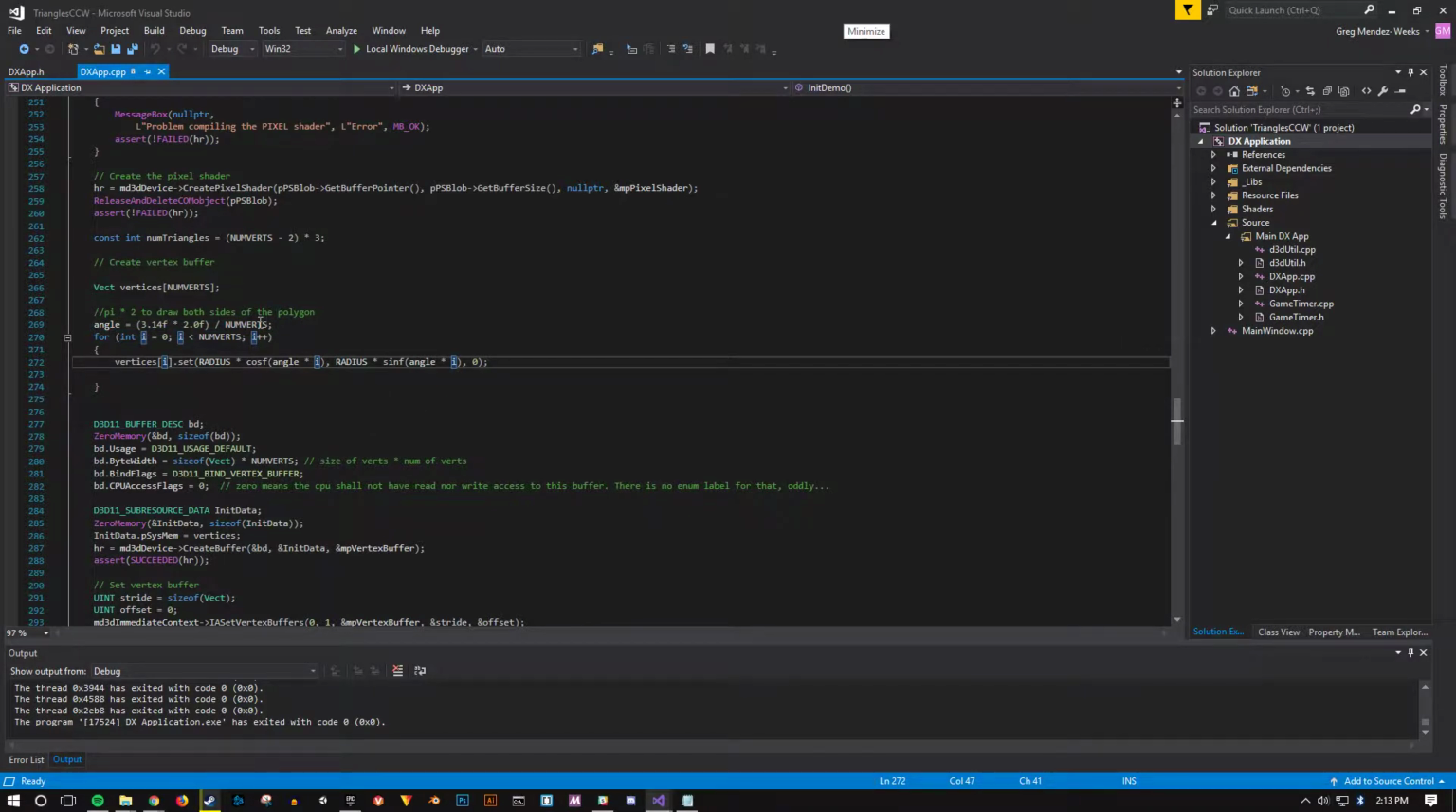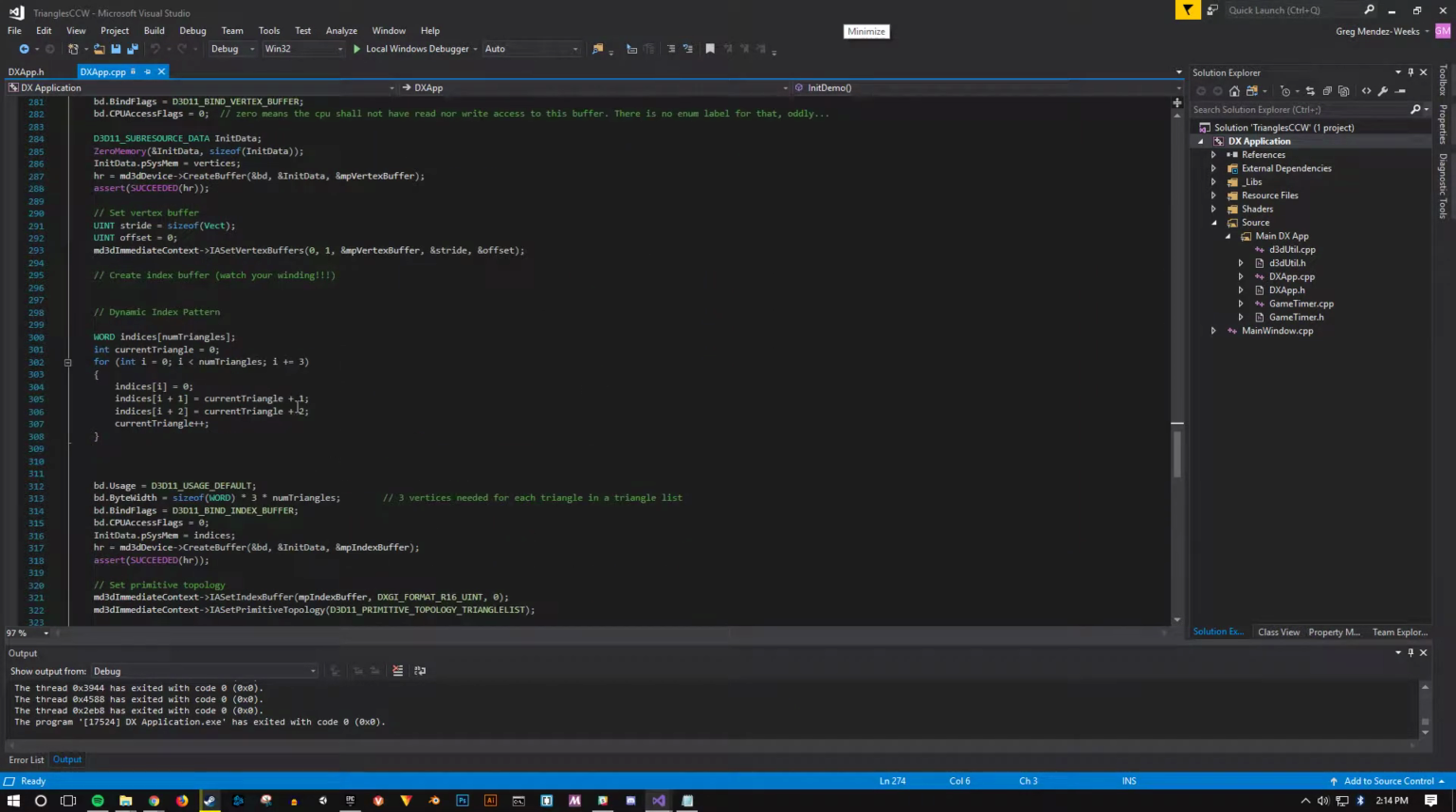So it's pi times 2 divided by the number of vertices here. And then you just plug that in based on this little algorithm here. So you take the cosine and the sine to find the x and the y of the vertex, sorry. So pretty simple little algorithm there. And then I'm just doing a for loop to set three of these indices at once, and then increasing the triangle number. So for each triangle, I'm setting three indices.